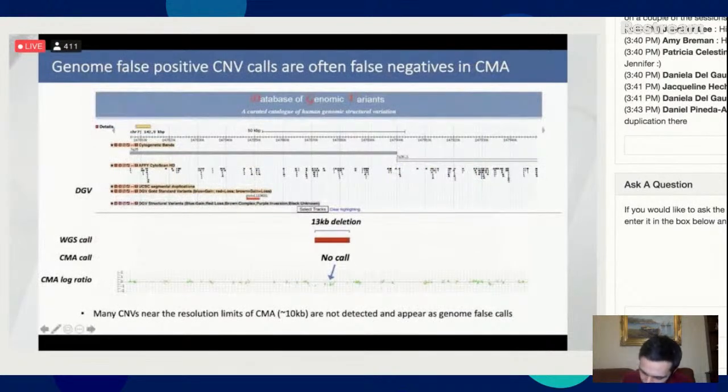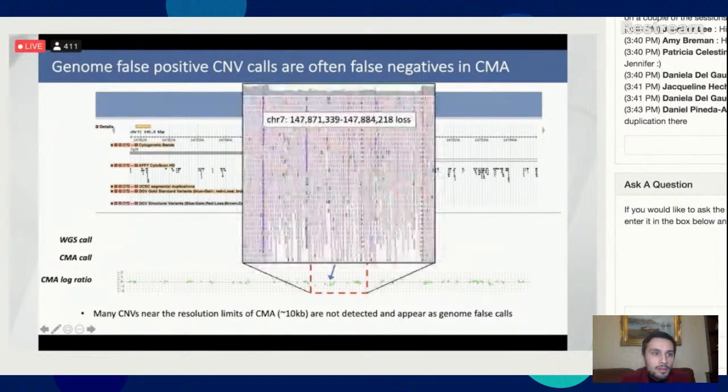Another example is genome false positive calls that are often false negatives in CMA. So when you start getting down to low resolution, so we're trying to validate things over 10 kb in size, roughly the minimal resolution of this particular array platform. It doesn't look like there's a call here, although there may be. It certainly wasn't picked up. And if you zoom in on this region, you can quite clearly see from the histogram of the coverage that there is a deletion here.